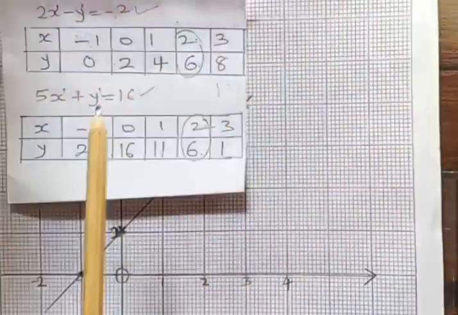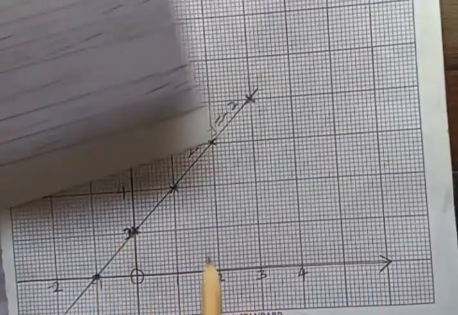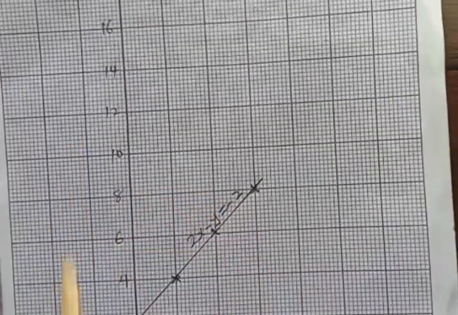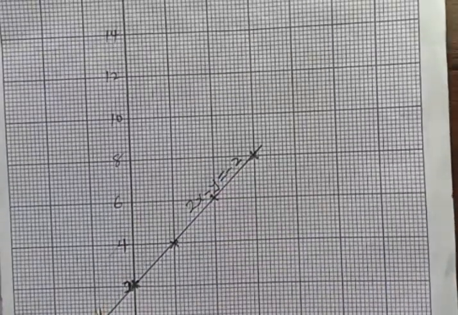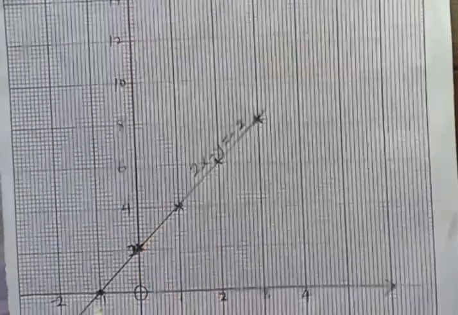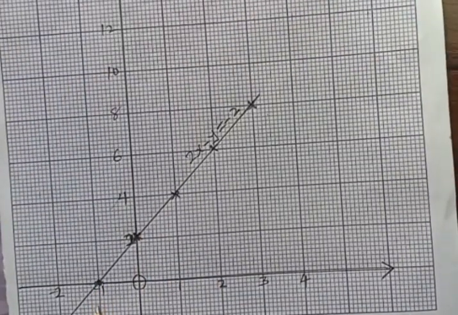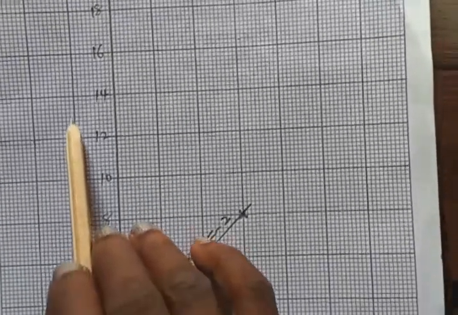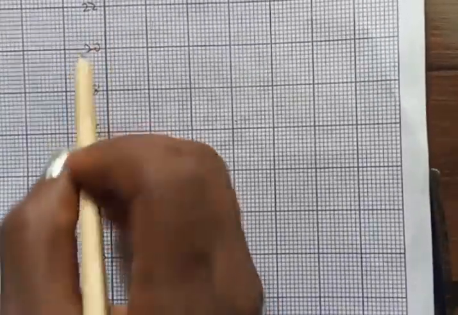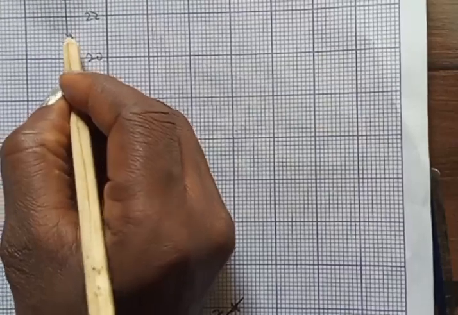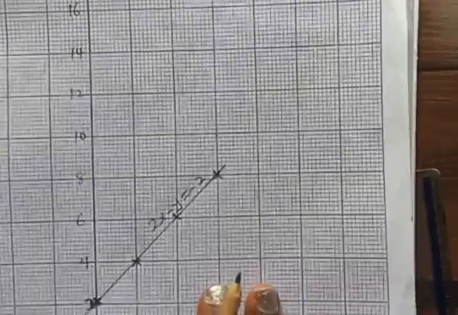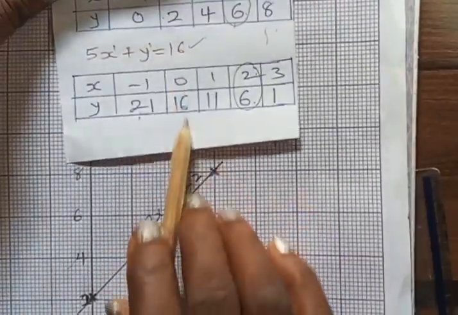When x is minus 1, y is 21. When x is minus 1, we trace it to where y is 21. From this minus 1, we trace it to 21, in between 20 and 22, that's 21. Okay, then 0, 16. X is 0, y is 16.